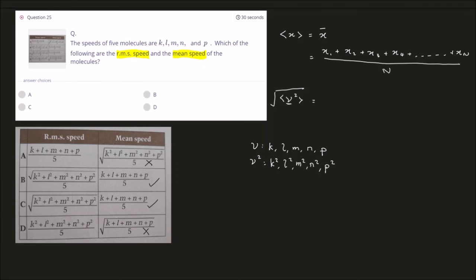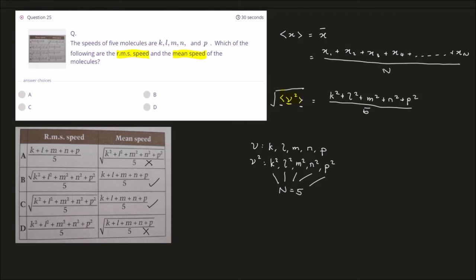So this v square, we want to find the average of it. So you know how many terms are there? There are 1, 2, 3, 4, 5. Your n is equal to 5. So therefore it will be K square plus L square plus M square plus N square plus P square, and you divide it by 5. So this thing that I write here represents the inside here.